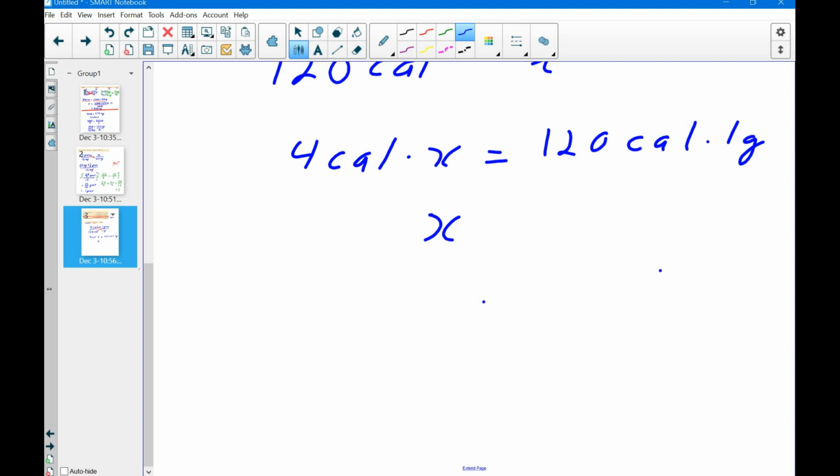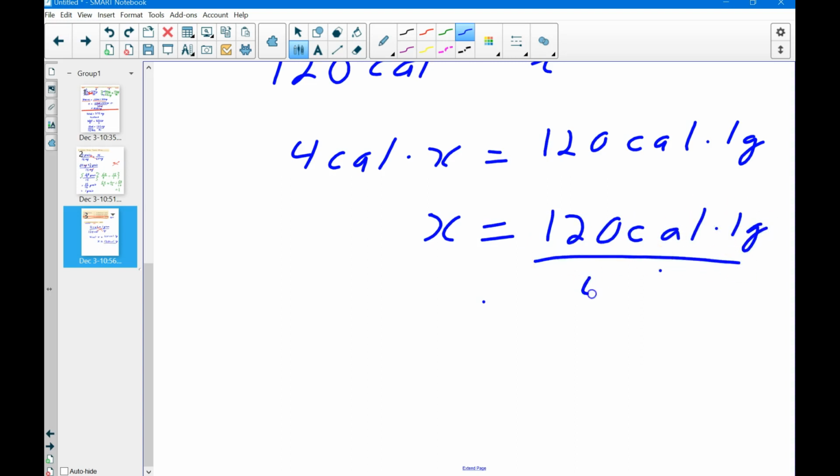If you want me to do it any slower, I can do it slower. But 120 calories times 1 gram over 4. You will notice that the calories will cancel. 120 divided by 4 would be 30 grams.